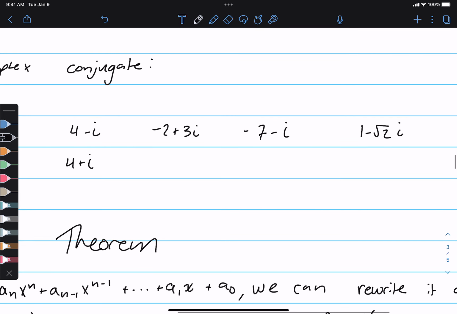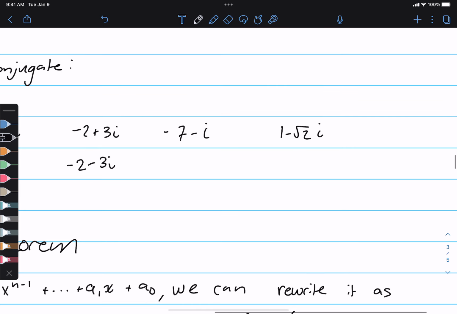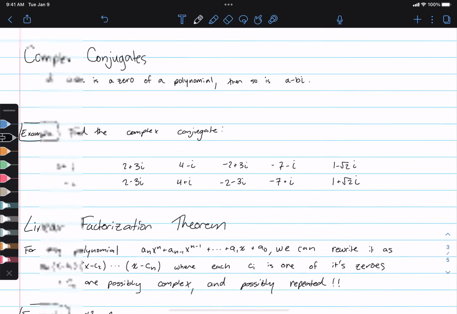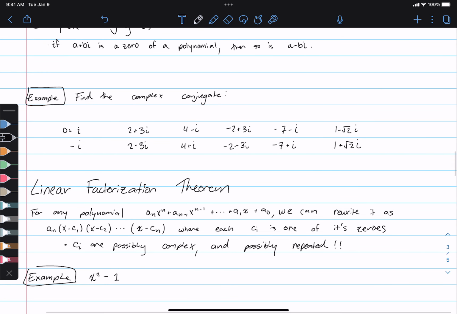Negative 2 plus 3i, the conjugate is negative 2 minus 3i. Negative 7 minus i, the conjugate is negative 7 plus i. And 1 minus the square root of 2 i is going to be 1 plus the square root of 2 i. Just make sure that you remember that whenever there's a complex root, there will also be the conjugate as a root.